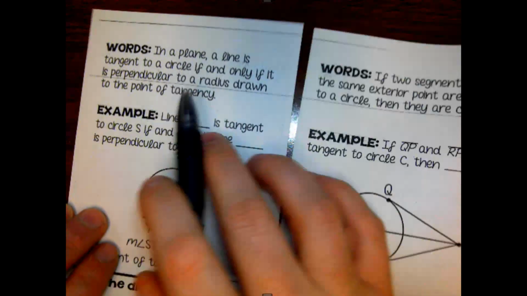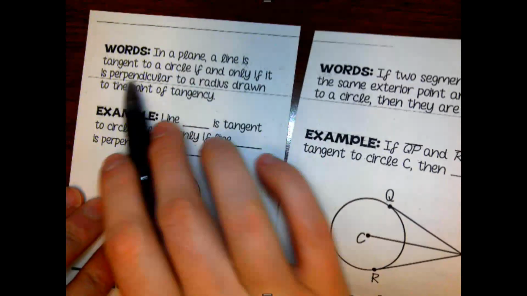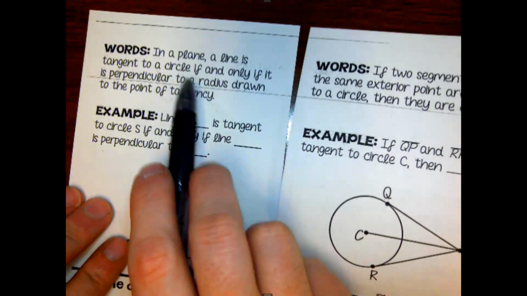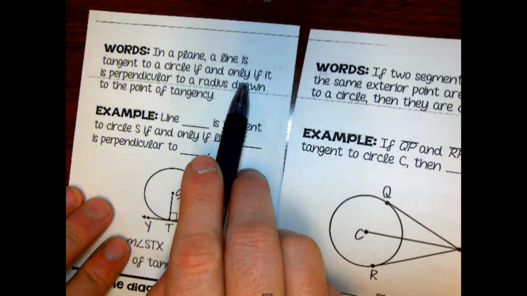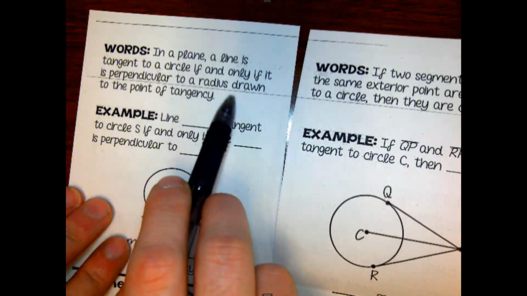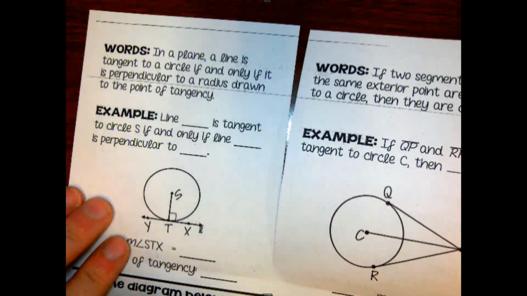So the theorem in words: in a plane, a line is tangent to a circle if and only if it is perpendicular to a radius drawn to the point of tangency. Remember, if and only if means that this works both ways. So a line is tangent to a circle if it's perpendicular to the radius, and if the line is perpendicular to the radius, then it's a tangent. So it works either way.